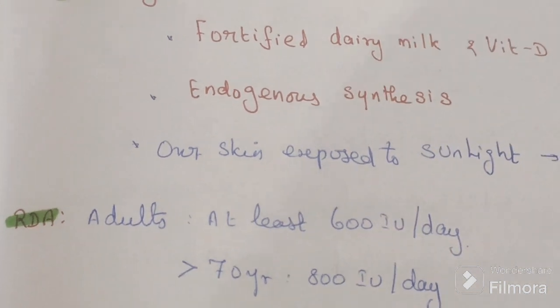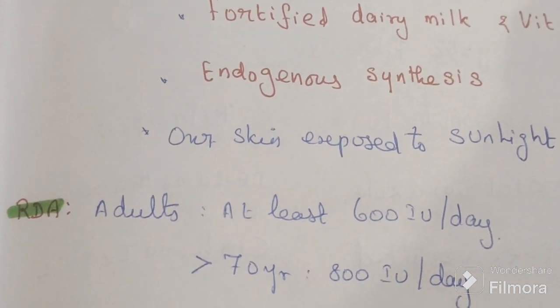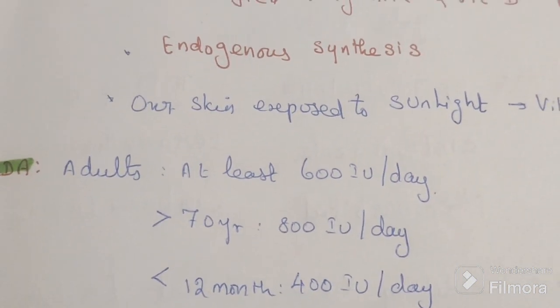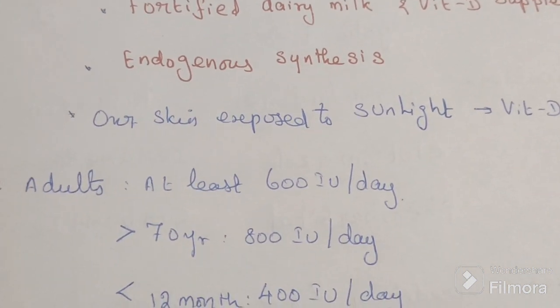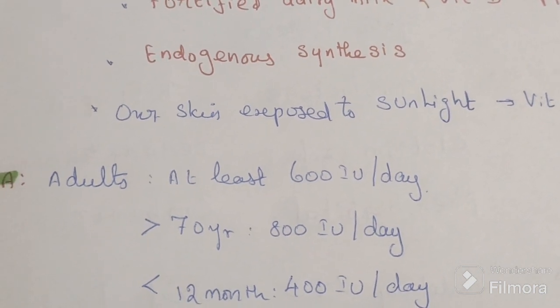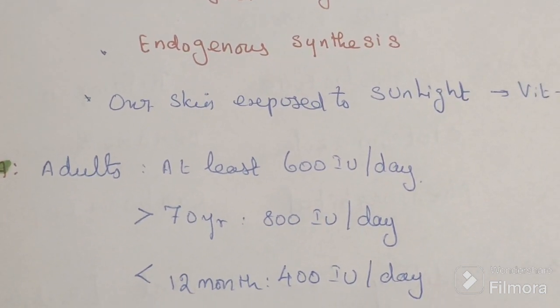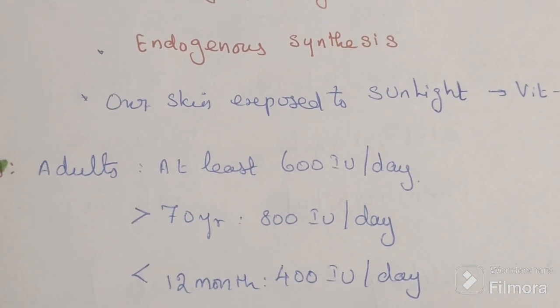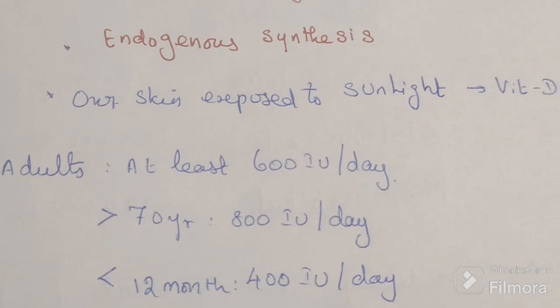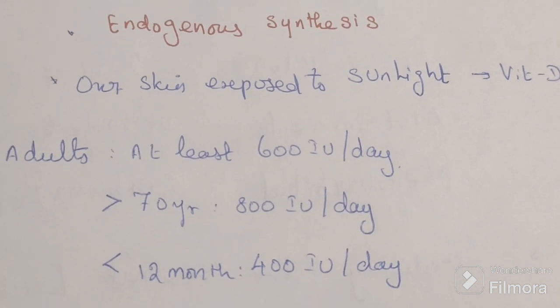Then the recommended daily intake, how much we should take. Adults need at least 600 international units per day. In the case of elderly people more than 70 years, 800. Then less than 1 year, 12 months, means 400.